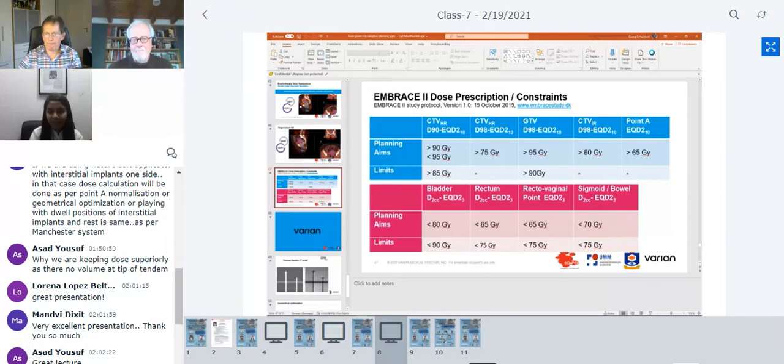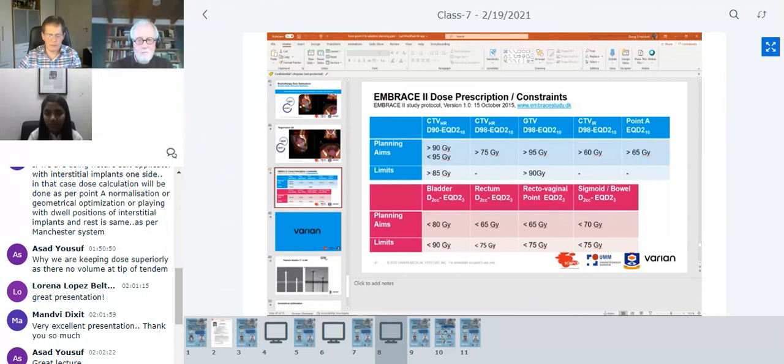Okay, it's really very informative. And the second one from Asad Yusuf. Why are we keeping dose superiorly as there is no volume at the tip of the tendon?